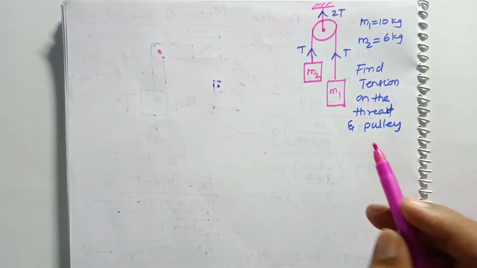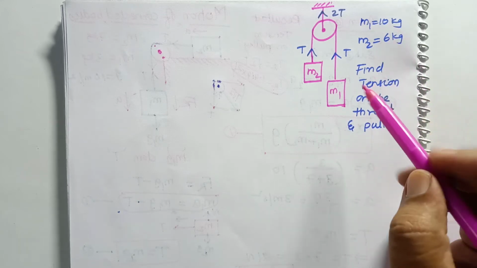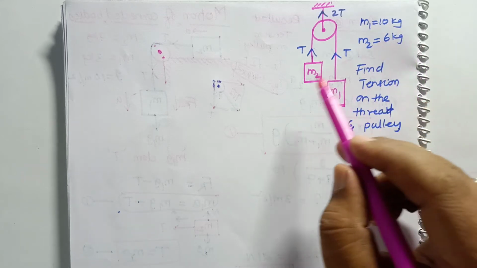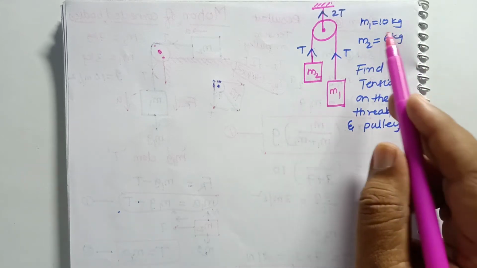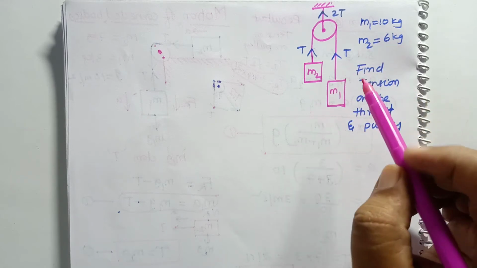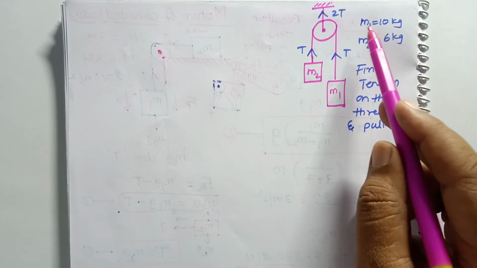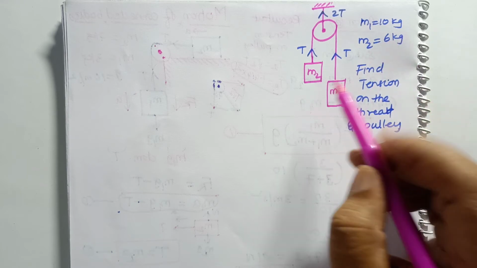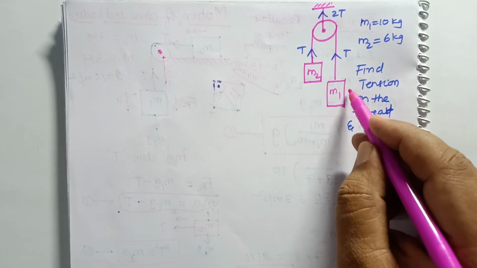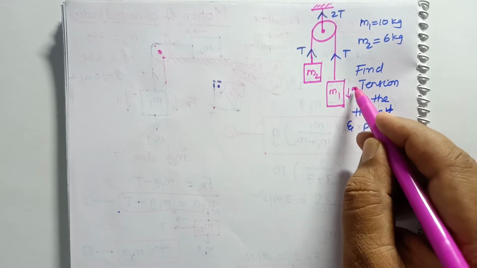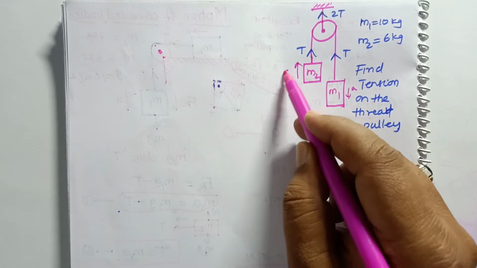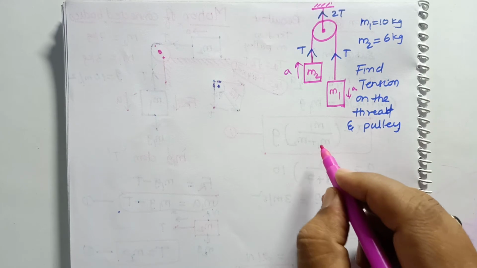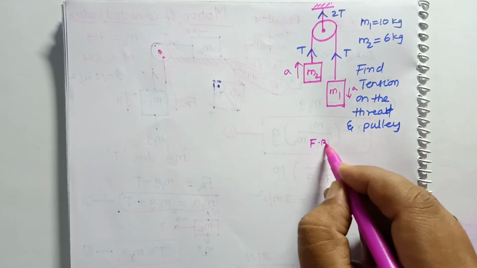Okay, see the next problem here. This is the mass m1 and this is mass m2. So these two masses I am considering here, but it is clear from this that m1 is larger, m2 is smaller. So definitely m1 has to go down with an acceleration a, m2 has to move up with an acceleration a. So let us discuss what the free body diagram is here.